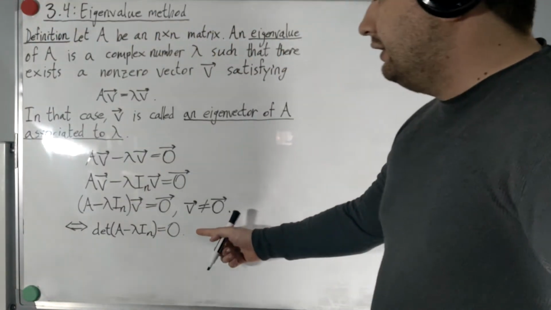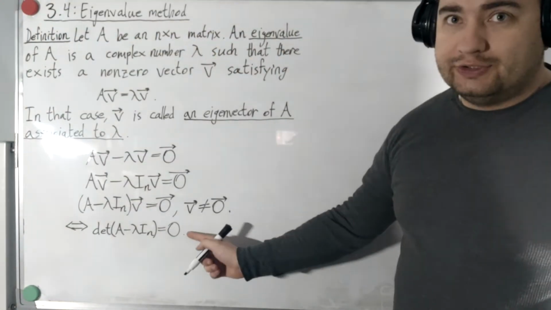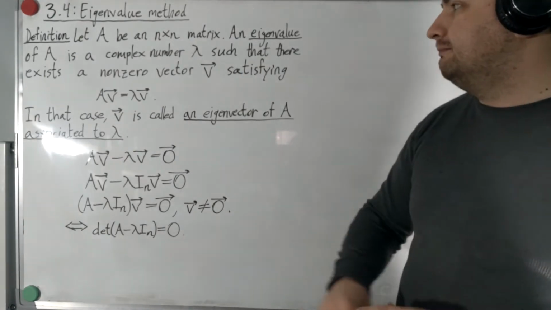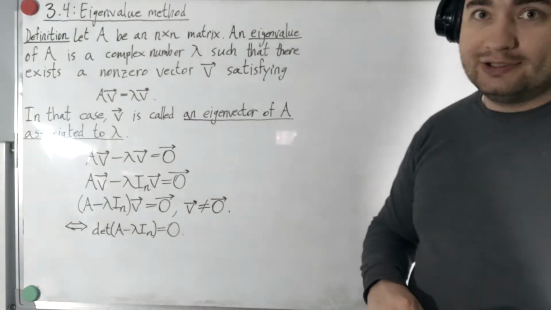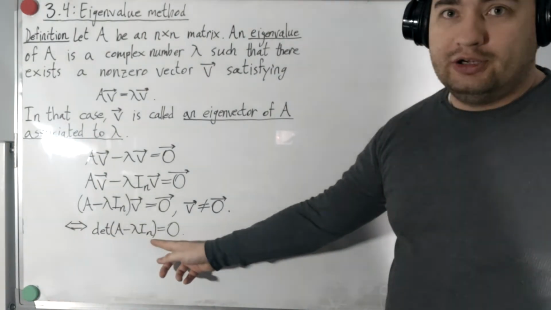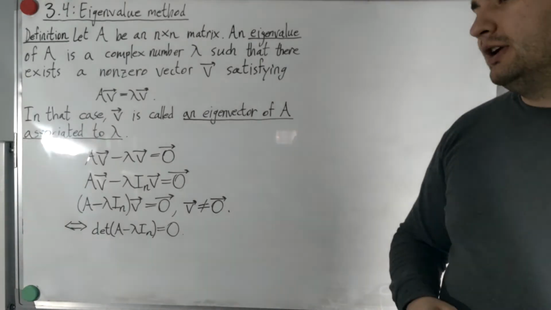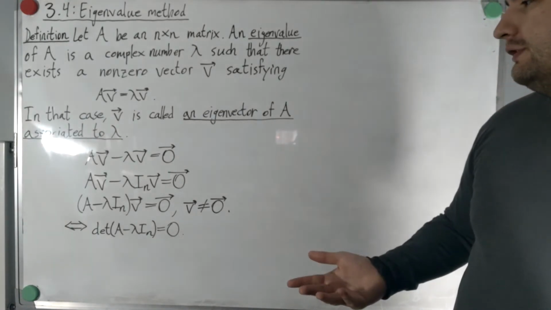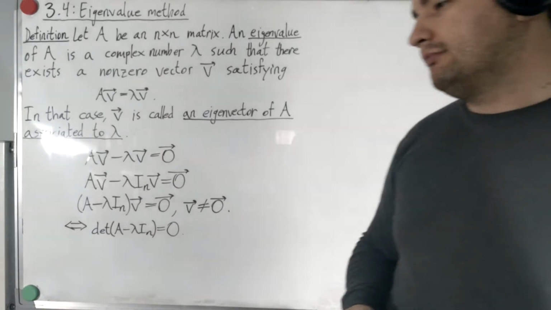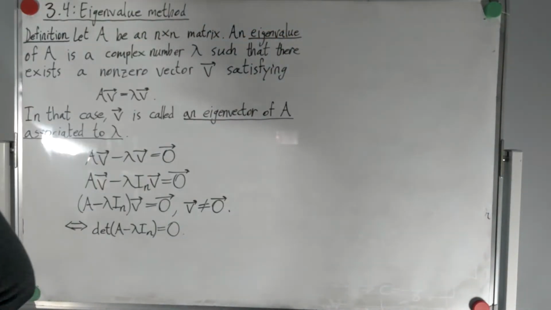This right here is an expression called the characteristic equation of the matrix. And the left-hand side is called the characteristic polynomial. Once you find the roots of the characteristic polynomial, you have the eigenvalues. So, of course, we're going to do some examples.